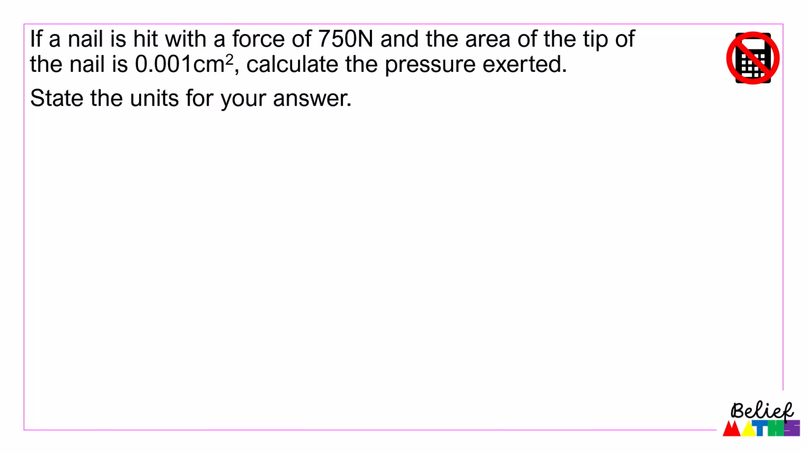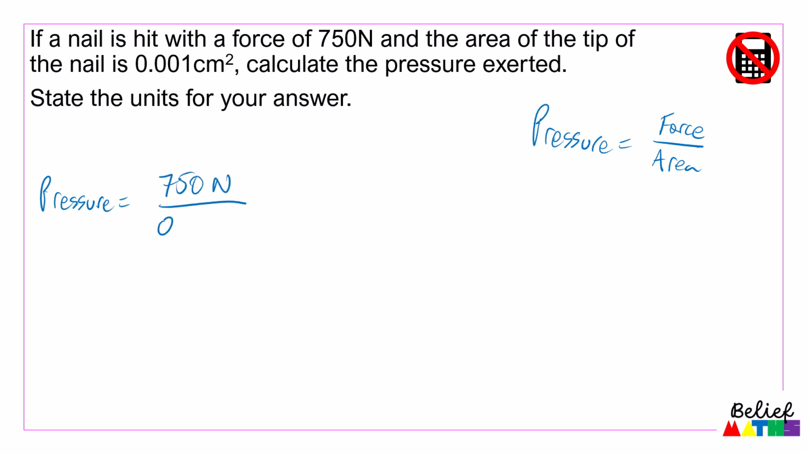So the third compound measure we're looking at, as I said, was pressure. This one says if a nail is hit with a force of 750 newtons and the area of the tip of the nail is 0.001 centimeters squared, calculate the pressure exerted. Now pressure, and you may not be as familiar with this formula, is equal to the force applied, or force, divided by the area of contact, or the area. So very simply in this one, pressure equals 750 newtons divided by 0.001 centimeters squared.